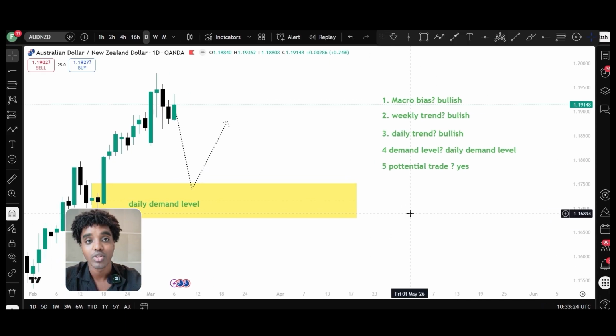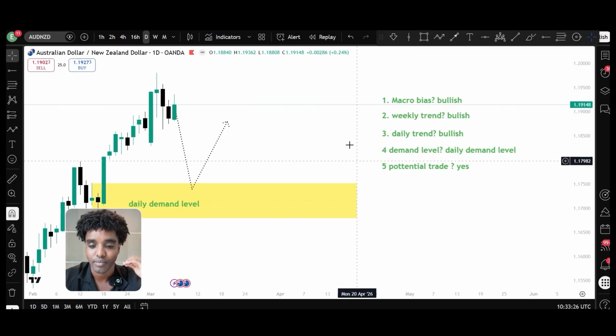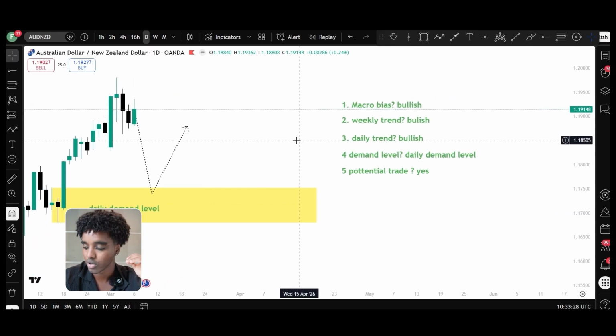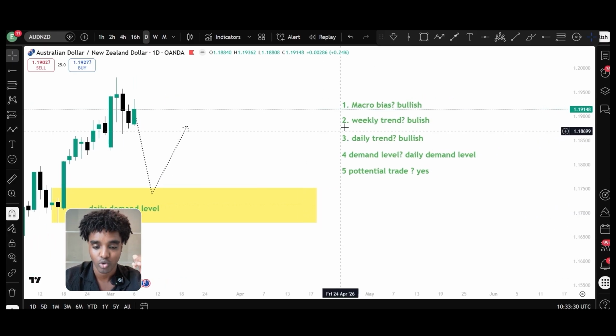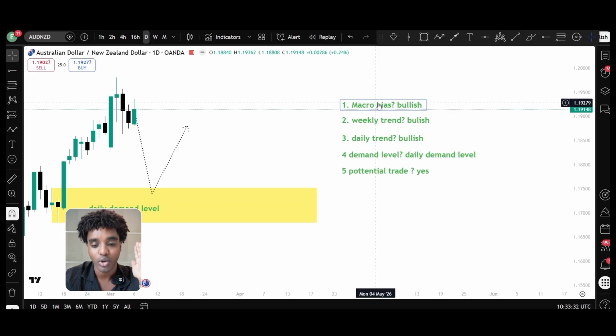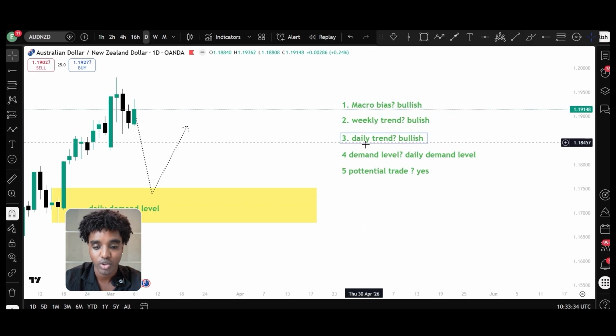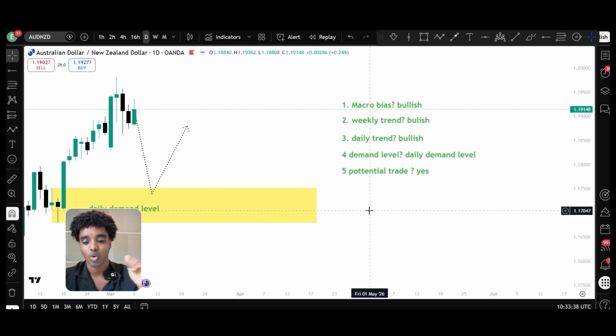It's because we literally have every framework or layer in order, right? So we have a macro bias pointing bullish, weekly trend pointing bullish, trend of daily pointing bullish, and a demand level. So it's all aligning to go long on this pair. So once price comes back into this demand level, I'll be long the Aussie NZD if we stay bullish.